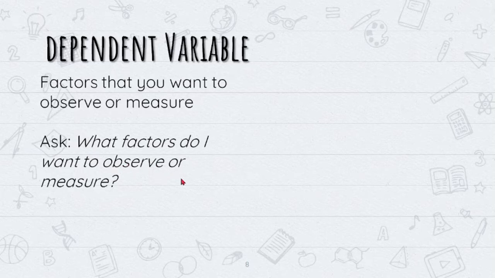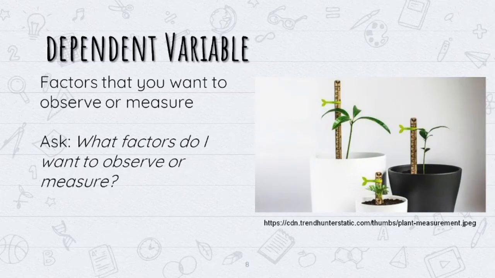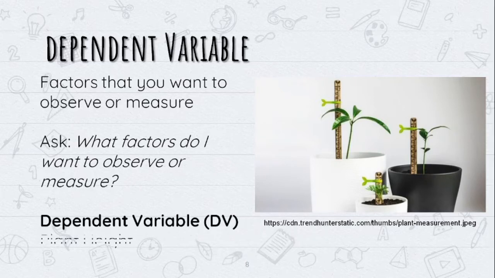Going back to our situation, we want to measure the plant. Therefore, our dependent variable is plant height, because plant height is the factor that we want to observe or measure as we apply the independent variable, or in our case, the type of fertilizer. After applying the fertilizer, what are we going to observe or measure afterwards? Obviously, the plant height.